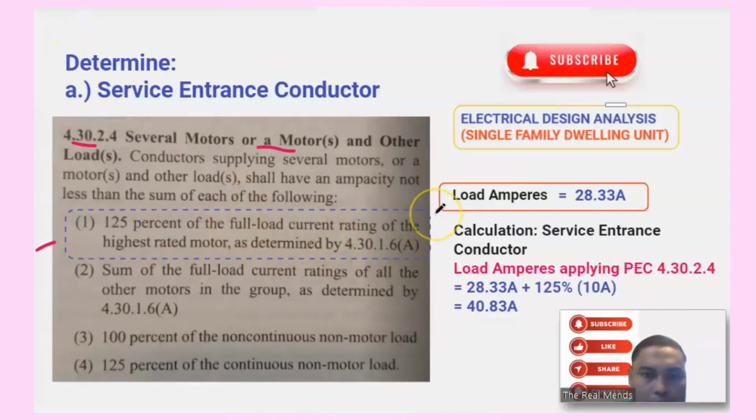From that condition, we can simply calculate for the service entrance conductors by applying PEC 4.30.2.4. Again, our load amperes, we have 28.33, this is 1, plus 125% of the full load current rating, which is 10 amperes. So to calculate that, our result is 40.83 amperes.